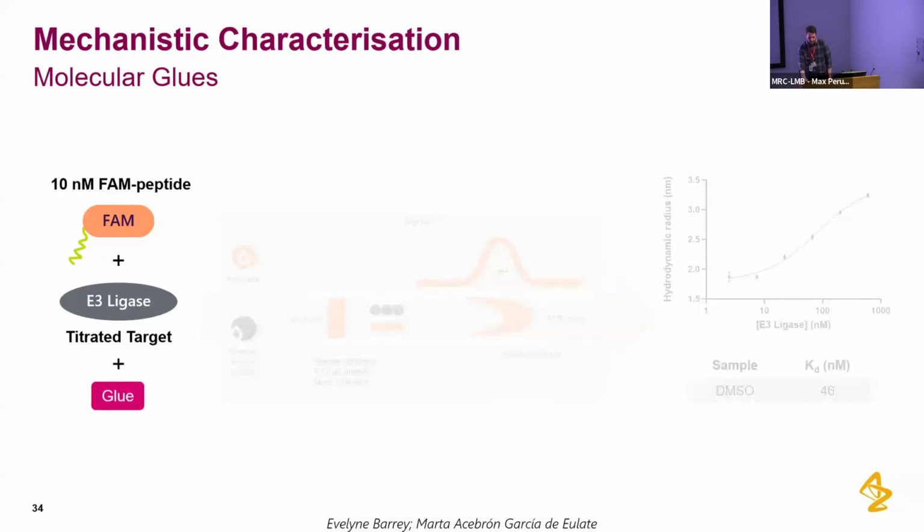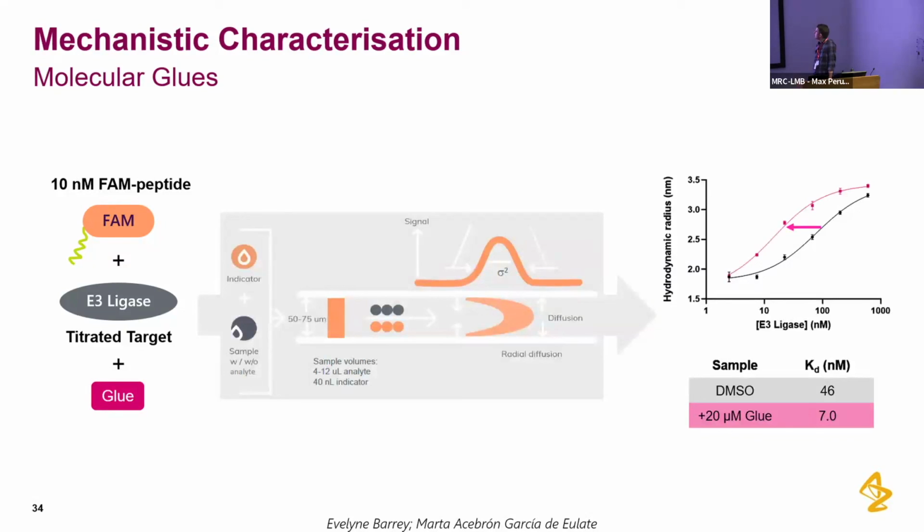We can then do the same experiment, this time including a glue. Fortunately, for this project, there was a literature precedent glue that we could use as a control. So we do it again with the glue in the solution, and what you see is the curve is left shifted, and you fit it, it gives you a KD of 7 nanomolar. So we see this increased potency of the binding of the E3 ligase to the peptide in the presence of the glue. So this enables us to validate FIDA for characterizing this particular system.